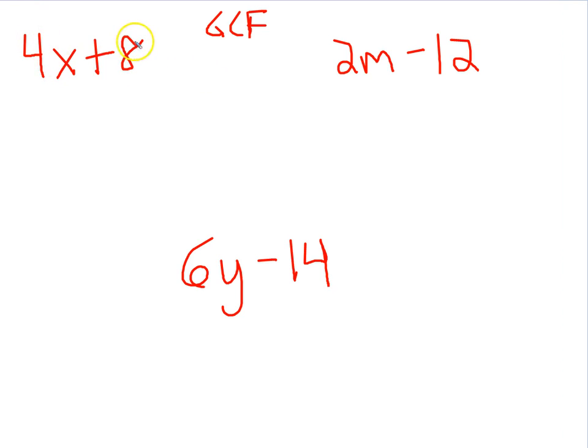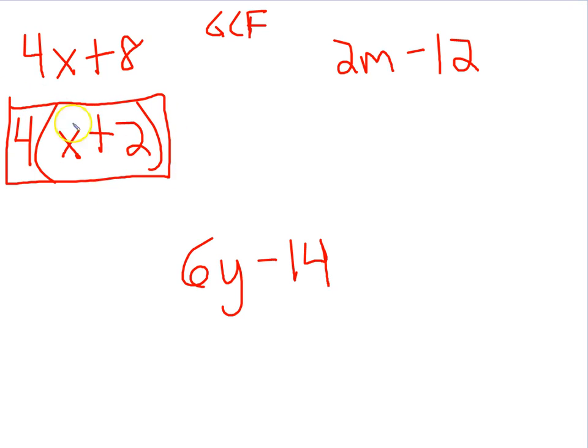What's the biggest number that divides evenly into 4 and 8? So if we think about that, the biggest number is 4. 4 divides into 4 evenly, 4 divides into 8 evenly. So I have my 4, and now I have to figure out what do I multiply 4 by to get 4x. The missing thing is the x. 4 times x is 4x. 4 times what gives me 8? That would be a 2. And then I put my plus sign in between. That is the factored form. Okay? So I am factoring it.